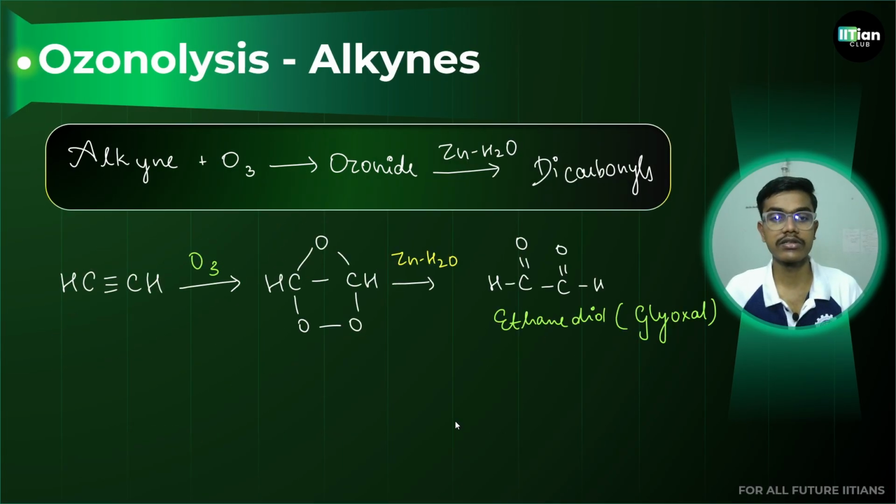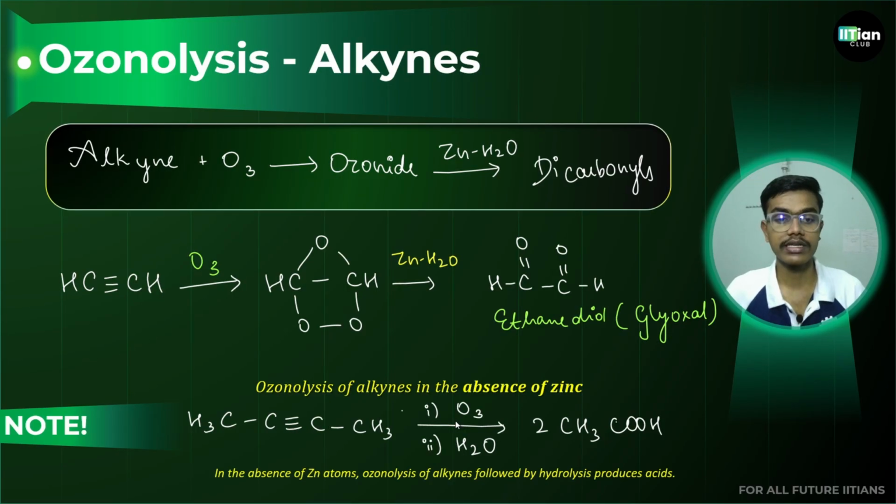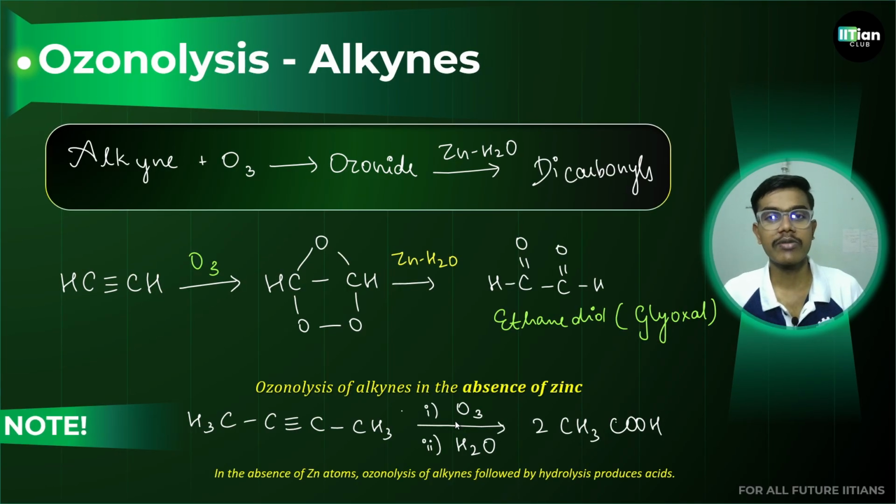Then you have ozonolysis of alkynes, wherein the final products are dicarbonyls. You can see ethane dial forming, and you should note this is ozonolysis of alkynes in the absence of zinc. In the second step, you have zinc water, and if zinc water is not present, this converts to carboxylic acid.